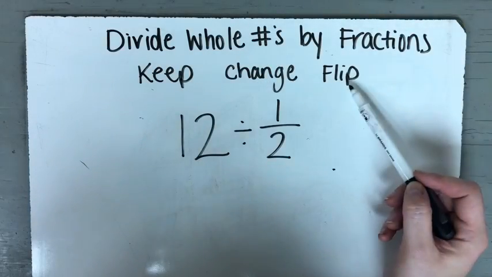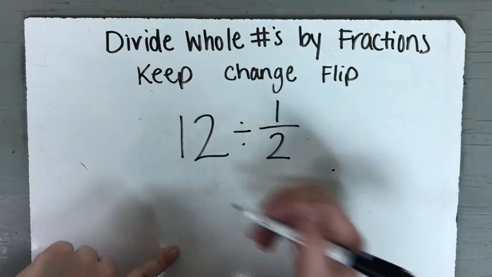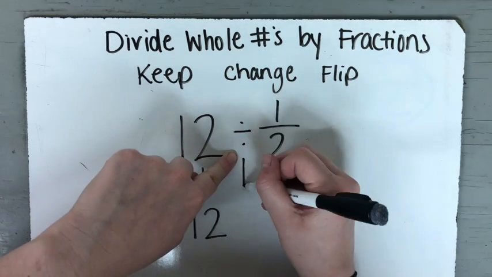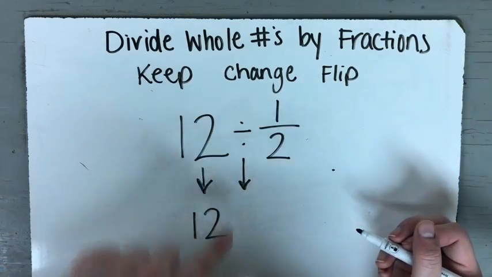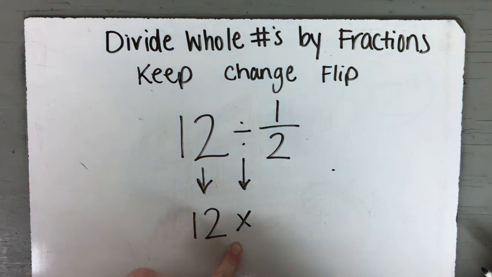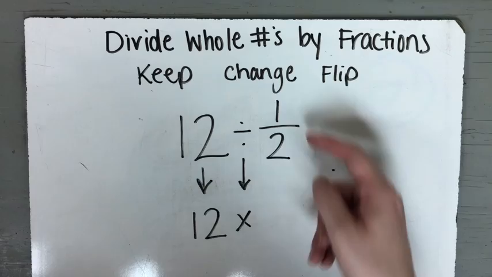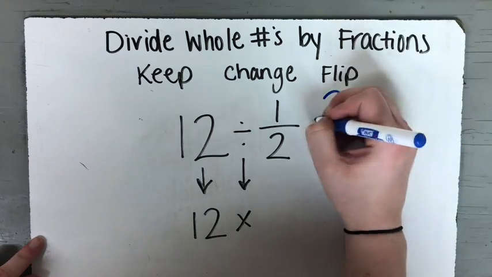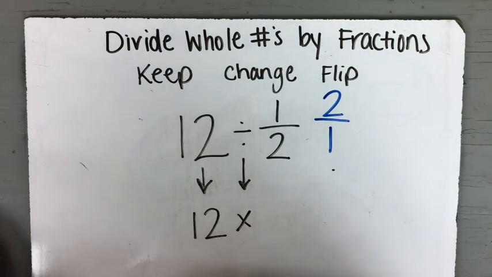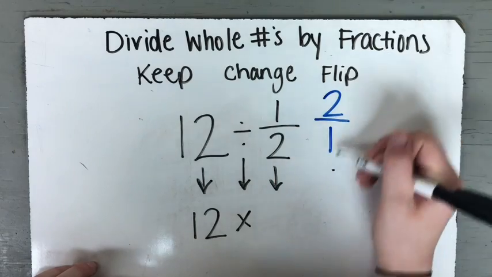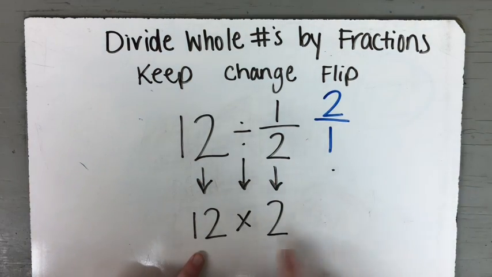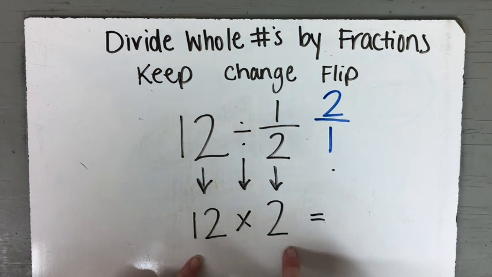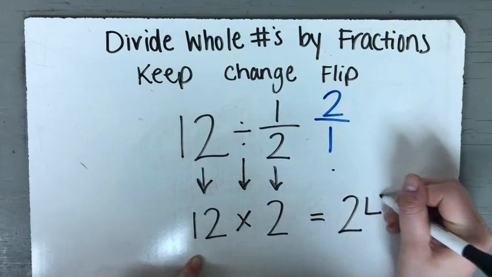Keep, change, flip. So we keep our 12. We change our symbol. And we flip our fraction. What would 1/2 look like flipped? It's going to look like 2/1. And 2/1, as we know, would be the same thing as just 2 wholes. So 12 divided by 1/2 is the same thing as doing 12 times 2, and you get 24.